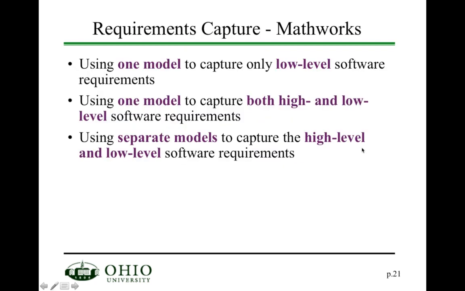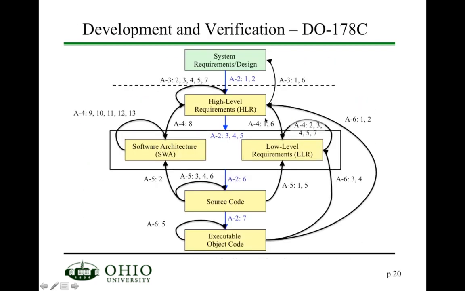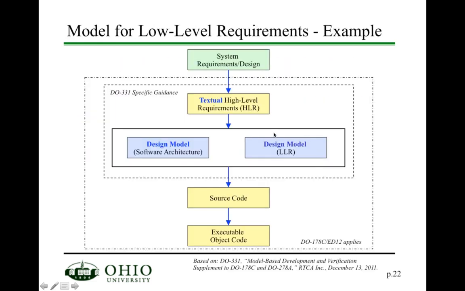Now, the first thing I can do is say, well, I keep the high-level requirements textual, but I'm going to take both the software architecture and low-level requirements and replace them by a design model. I'm going to, for example, use SCADE or Simulink to actually get my equivalent for the low-level requirements and software architecture. And then I'm going to take these models to generate source code, either by some tool that automatically generates the source code, or I can do this via some other means.